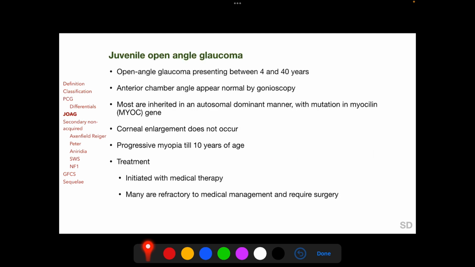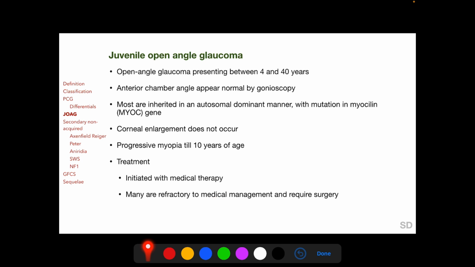So, as we have mentioned, juvenile open-angle glaucoma is open-angle glaucoma presenting between 4 and 40 years of age, and in these patients the anterior chamber angle appears normal by gonioscopy. Most JOAG cases are inherited in an autosomal dominant manner with mutation in the myocilin or MYOC gene. Since the onset is after 4 years of age, corneal enlargement does not occur, but progressive myopia can occur till 10 years of age. Treatment is often initiated with medical therapy, but many of these patients are refractory to medical treatment and require surgery.